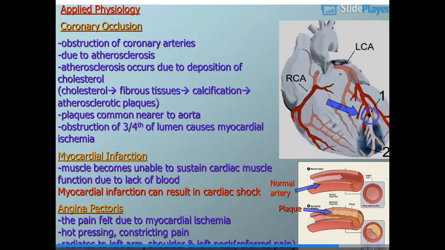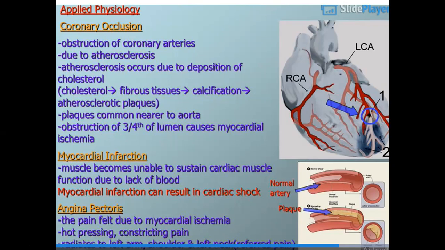And that pain sometimes could radiate to the left arm. So you are not feeling the pain only in the left part of the chest. It could go to the left arm and the shoulders. And sometimes it could even radiate to the back. So any pain you feel on the left part of your chest that radiates to the left arm, to the shoulder, and to the back is a sign of angina pectoris or a myocardial infarction.